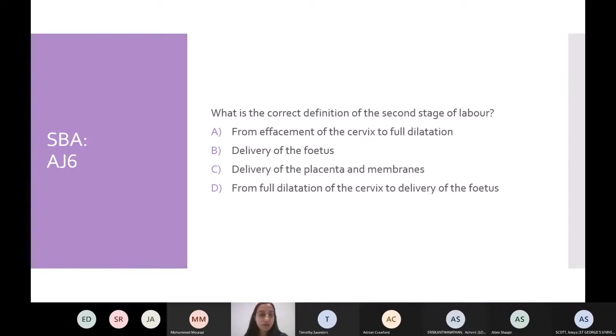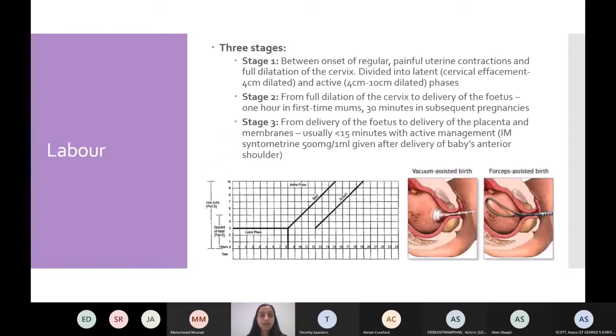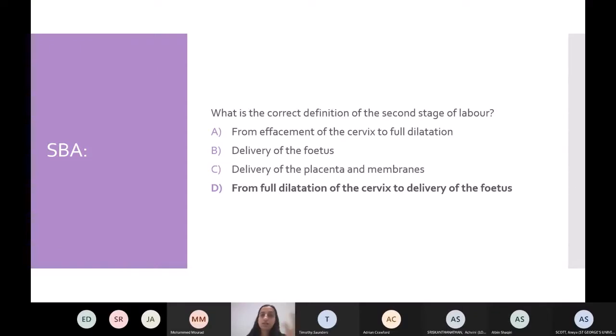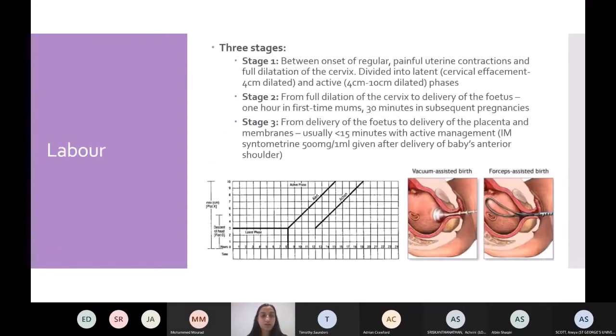Yeah, so you're right. So B and D are very similar, but the way that we would define second stage of labour is from full dilatation to delivery of the fetus, just because delivery of the fetus can then be a bit ambiguous in terms of first stage and second stage, which we'll talk about very quickly here.